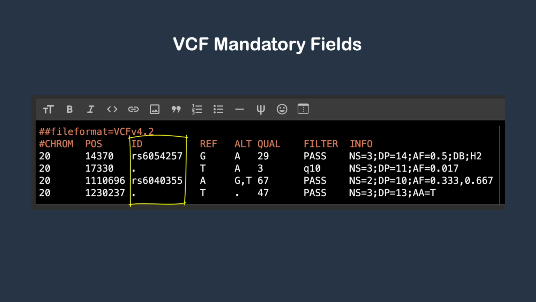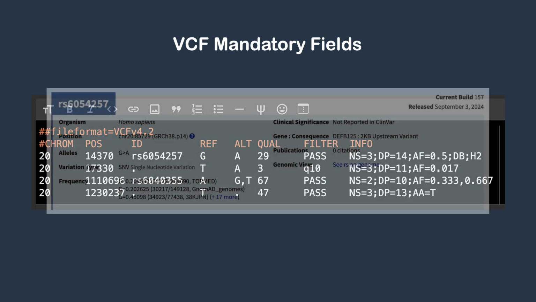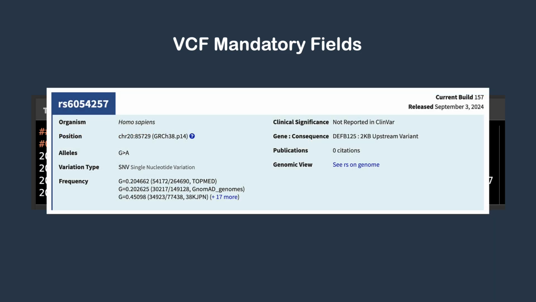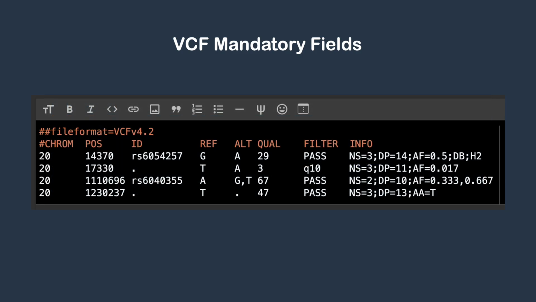ID stands for identifier. This is a label for the variant, often taken from databases like dbSNP, which provide additional information about the variant, such as allele frequency, clinical significance, and name of the gene where the variant was identified. And if the variant isn't known or cataloged in a database like dbSNP, you'll see a period.